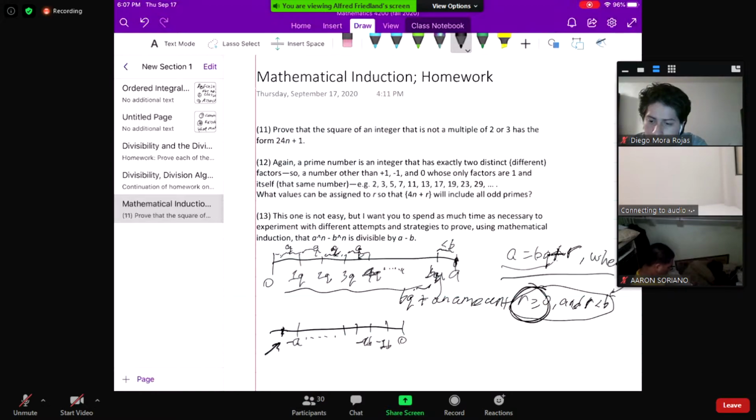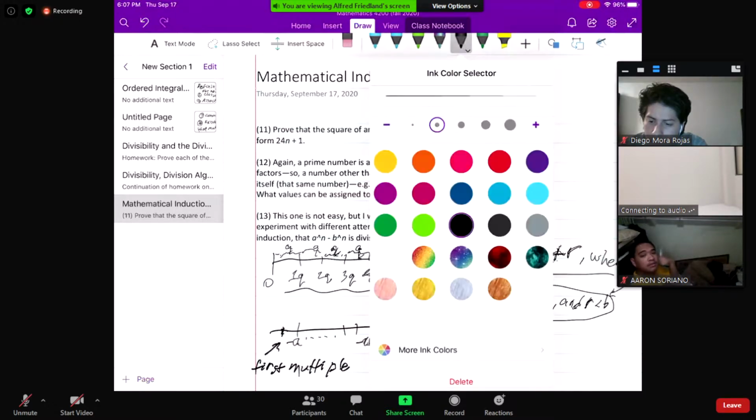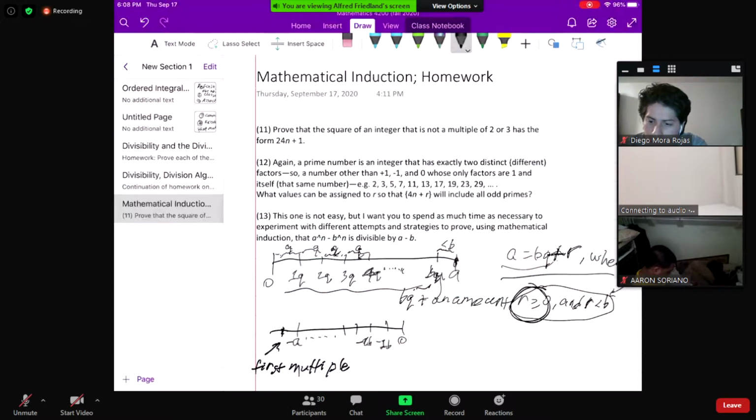So let this be the, let's say, the first multiple. Why is this writing darker now? Am I pressing harder? Let me go to the pen. No, it's still showing. All right, maybe I'm just pressing harder.